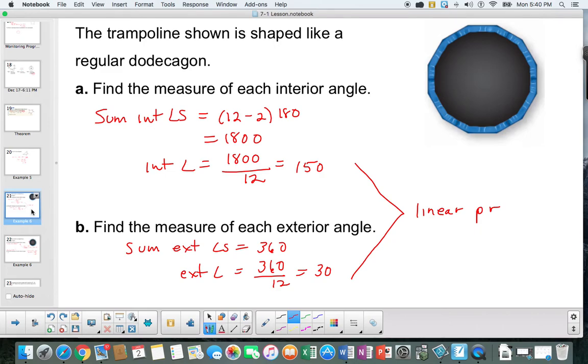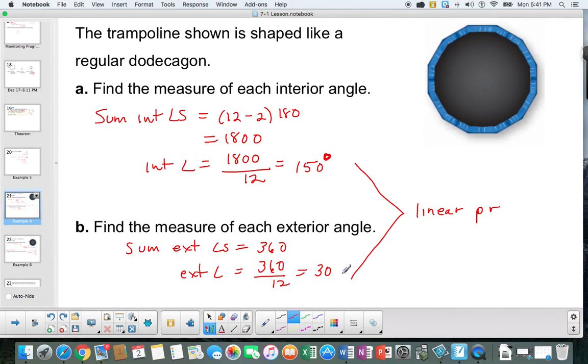Let's take a look at this problem. Here's a trampoline that's a dodecagon, which means that it has 12 sides. I want to find the measure of each interior angle. So I'm going to find the sum of all the interior angles, and then once I do that, every interior angle is the same, so I'm going to divide it by 12, and so I'm going to get 150 degrees as my answer.